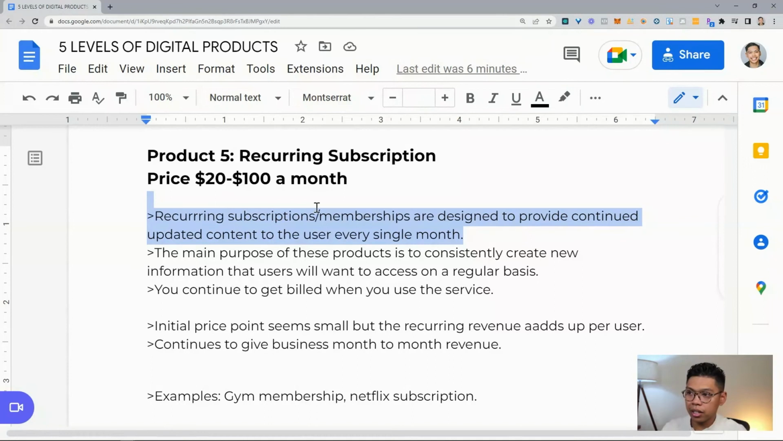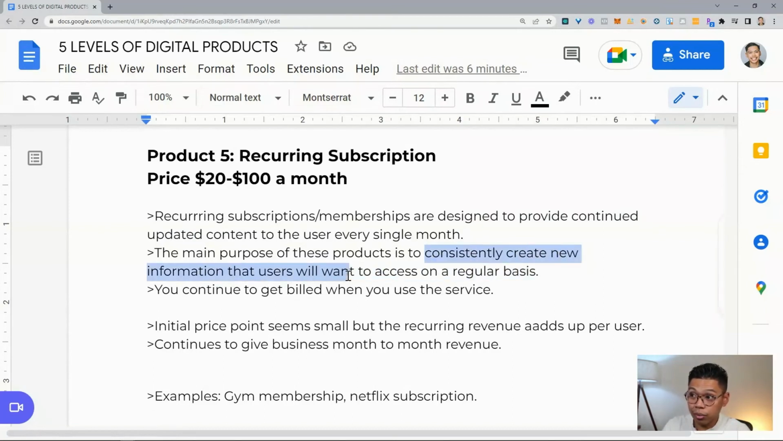And what it is, it's a recurring subscription membership, which is designed to provide continued updated content to pretty much every single user every month, right? The purpose of this product is to consistently create new information that users will want access to on a regular basis. You continue to get billed when you use the service.